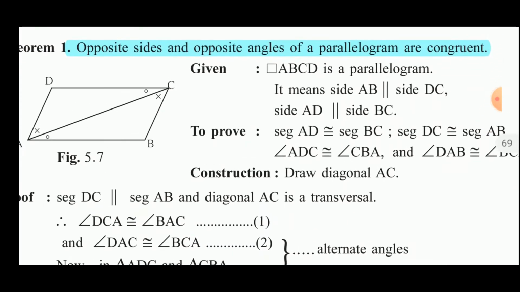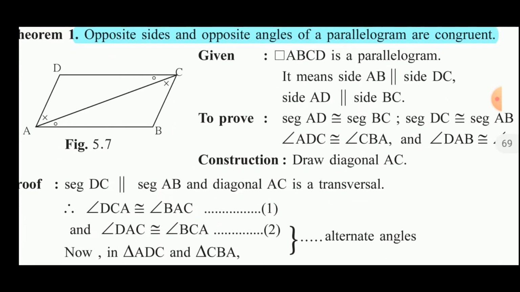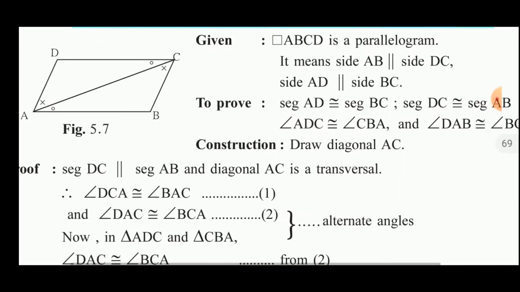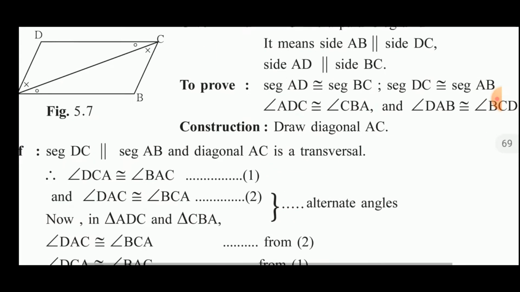Now see the second part of the theorem. Opposite angles of the parallelogram are congruent. This you have to prove. So you have to prove that segment AD is congruent to segment BC, segment DC is congruent to segment AB, angle ADC is congruent to angle CBA, and angle DAB is congruent to angle BCD.